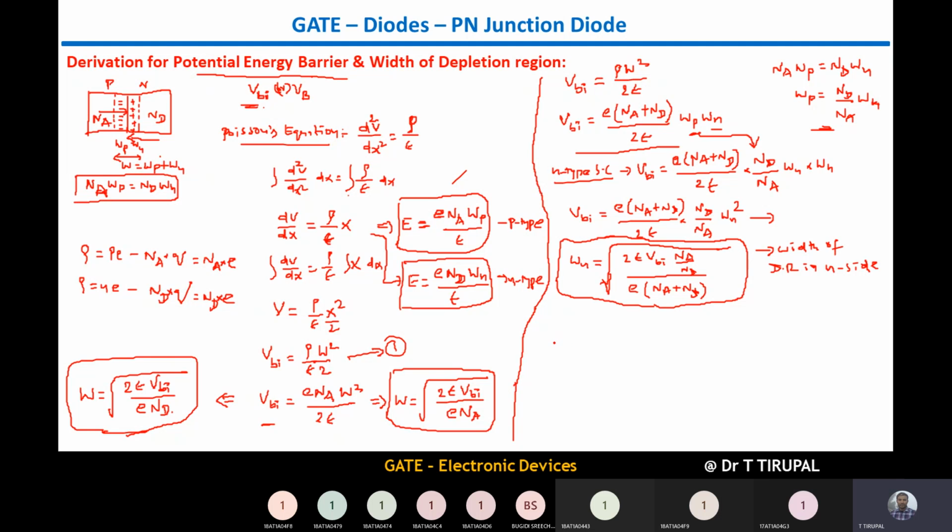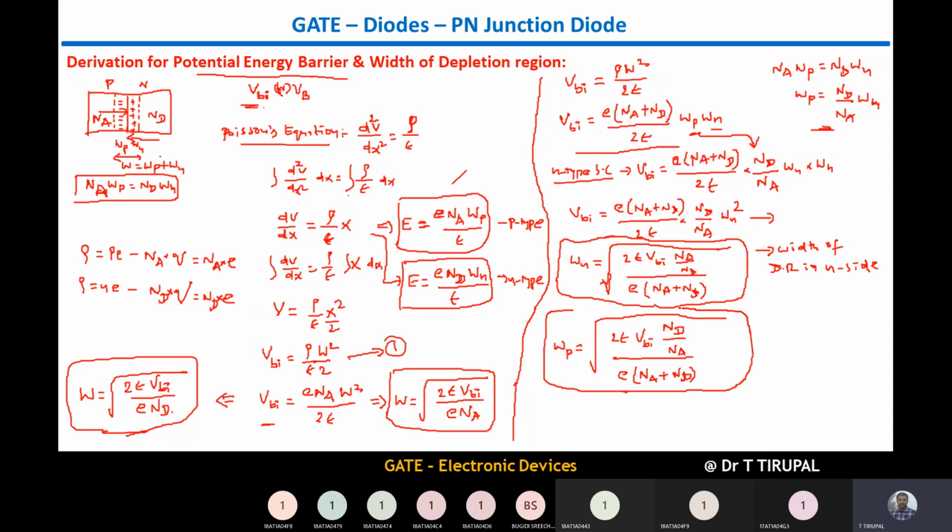What do you get here? WP is equal to square root of 2 epsilon, built-in potential VBI into ND divided by NA, whole divided by E into NA plus ND. So this is the width of the depletion region towards the P side.